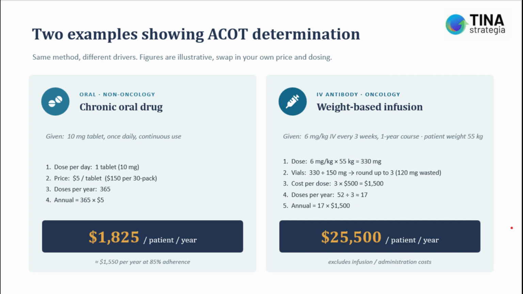Nice and simple, no body size, no waste. You'll notice the small note underneath. About $1,550 once you account for 85% adherence. Park that, it's the subject of the final slide.